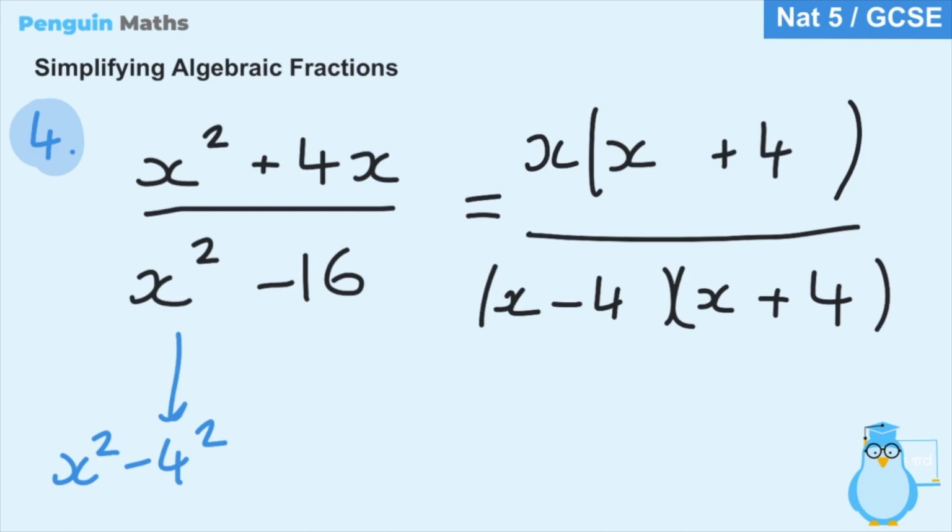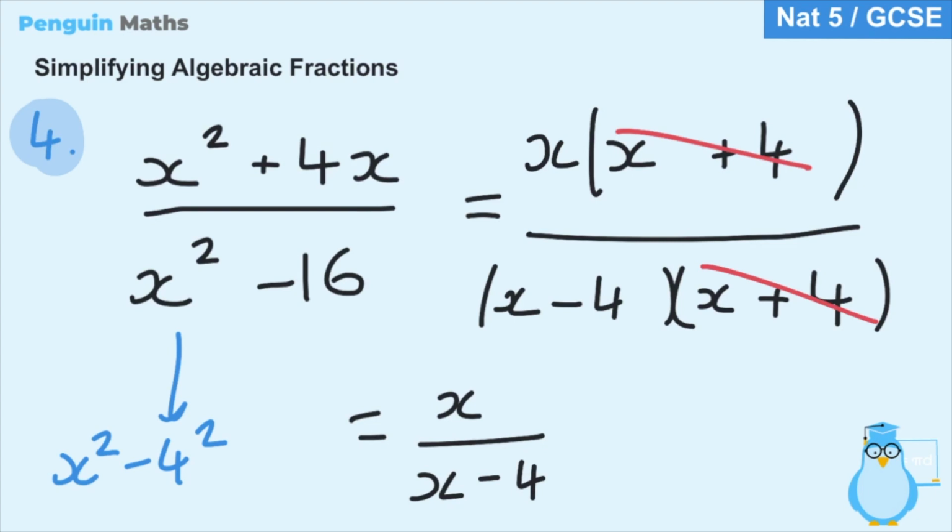And now, because things are grouped together in the brackets, we can see that this x plus 4 cancels out with this x plus 4 on the bottom. And that means what we'd be left with is x divided by x minus 4. So that would be this algebraic fraction here in the simplest form. So we're just left with x on the numerator and x minus 4 on the denominator.